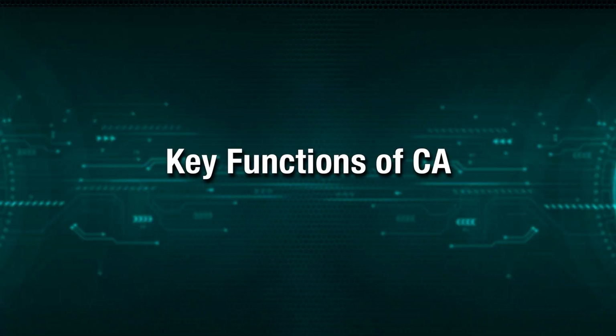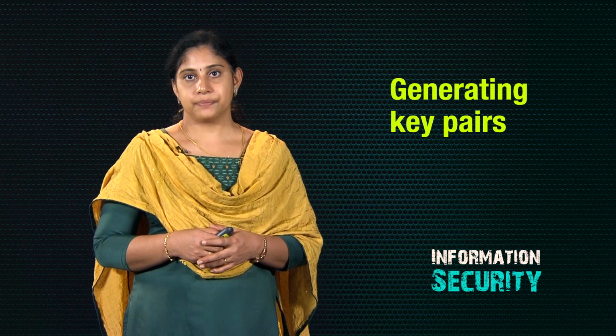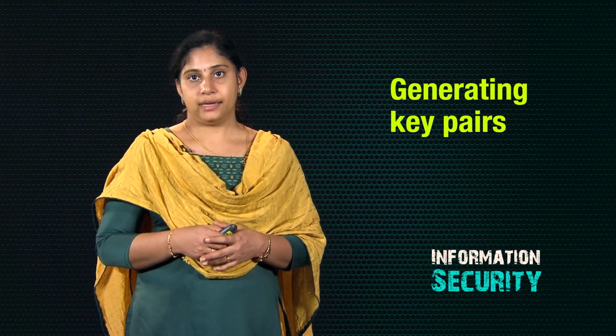Key functions of CA. The key functions of a CA are as follows. First one is generating key pairs. The CA may generate a key pair independently or jointly with the client. The second is issuing digital certificates. The CA could be thought of as the PKI equivalent of a passport agency. The CA issues a certificate after a client provides the credentials to confirm his identity. The CA then signs the certificate to prevent modification of the details contained in the certificate.